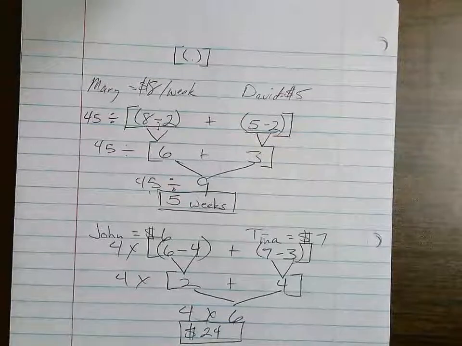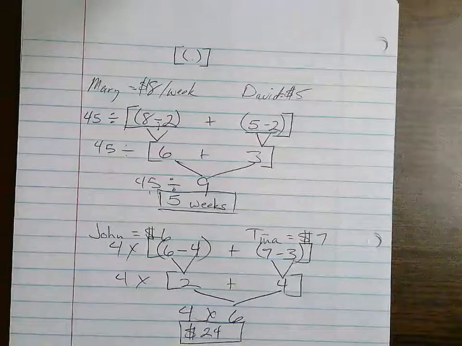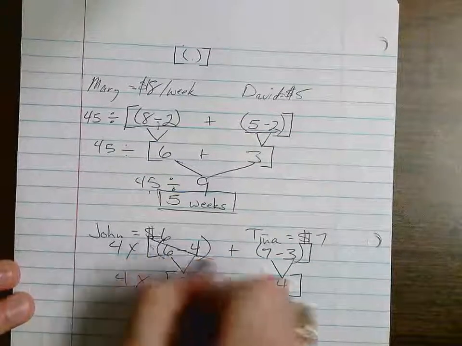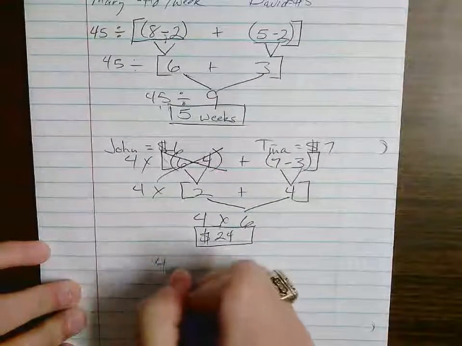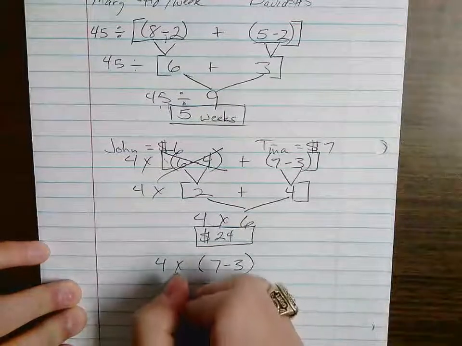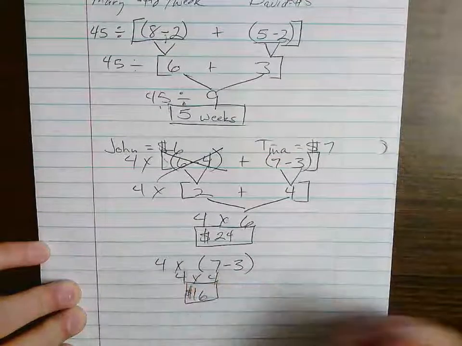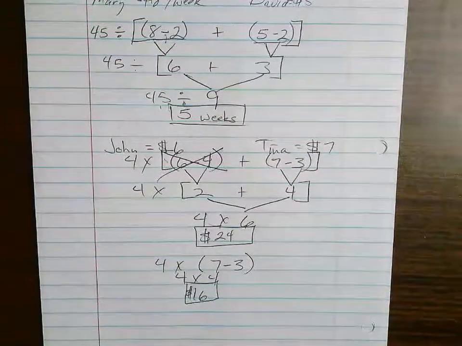Now let's take it a step further. In the same situation, they're trying to save money for their mother, but what if John doesn't save any? What if John doesn't save any money at all? How would that change the expression? Well, basically we would mark that part out. Now we have a new expression, which is this. The new expression will be 4 times only the amount that Tina saves, 7 minus 3, which would be 4 times 4, which would be 16. So if Tina is the only one saving any money, then she's going to save $16 in 4 weeks.